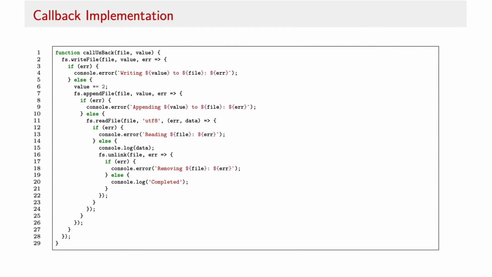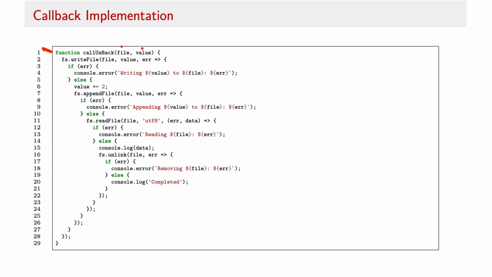Now, if we try to do this using the same kind of capabilities we looked at last time when we were discussing callbacks, the solution to that particular set of requirements would look rather like this. We've got this top-level function called callUsBack, just for no particular reason. It takes two parameters, a file name and a value. The integer value that we're going to write to the file is passed in as value, and the name of the file is passed in as the file name.